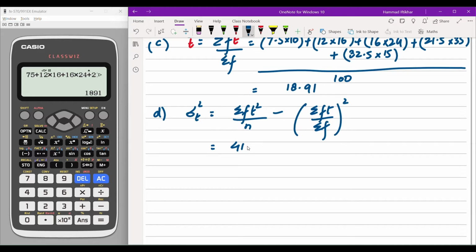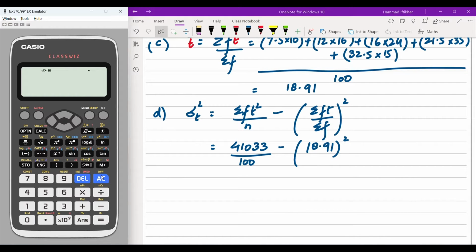So they gave us 41033 divided by n, which was 100, minus 18.91 whole squared. So 41033 divided by 100 minus 18.91 whole squared. We get this, and 52.7419. We square root this, we get 7.26.